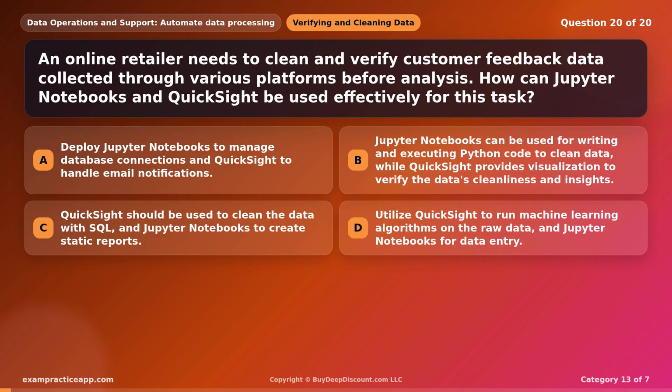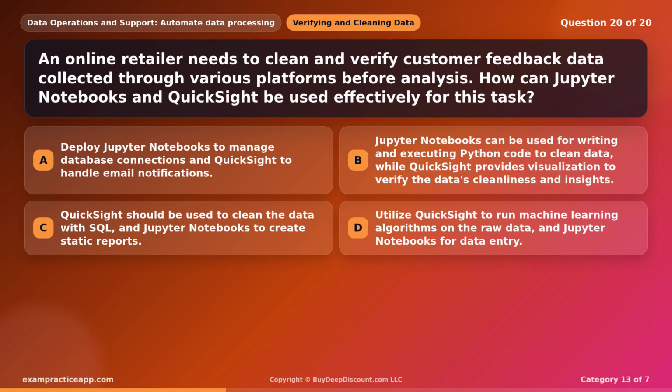Question 20. An online retailer needs to clean and verify customer feedback data collected through various platforms before analysis. How can Jupyter Notebooks and QuickSight be used effectively for this task? Option A. Deploy Jupyter Notebooks to manage database connections and QuickSight to handle email notifications. Option B. Jupyter Notebooks can be used for writing and executing Python code to clean data, while QuickSight provides visualization to verify the data's cleanliness and insights.